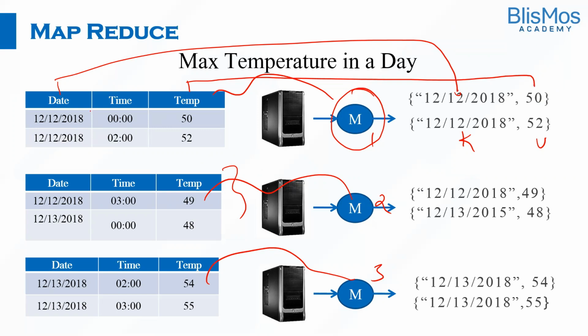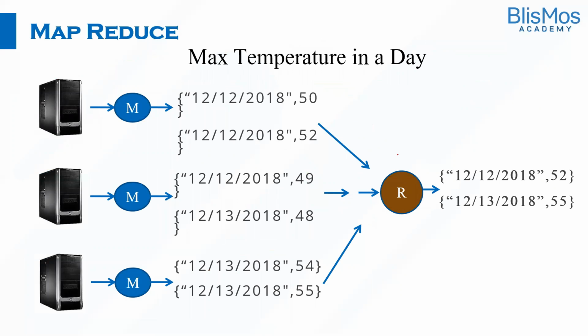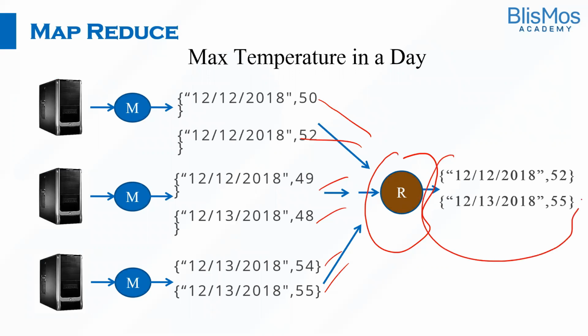Nothing great about it. But at the reducer phase, if you see, it has to take all the key value pairs from mapper and it has to reduce and it has to find the maximum temperature in each day. If you can see, the maximum temperature on 12th December 2018 is 52, on 13th December 2018 is 55.